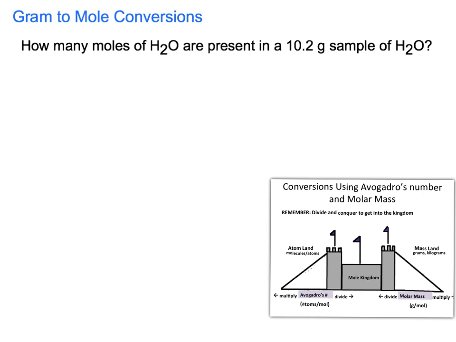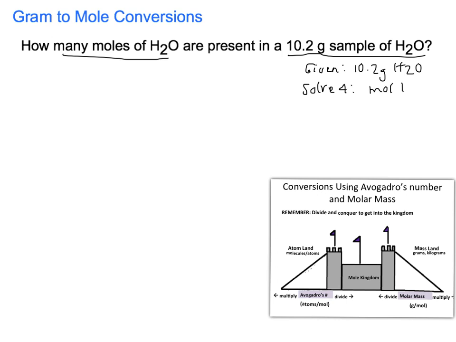So let's actually apply the flow chart here. Now, what we've been given here is a gram to mole conversion question. So what we've been told is that we have a 10.2 gram sample of H2O. Now, they want us to tell them how many moles of H2O we have. So what we would do is write our given as 10.2 grams of H2O. And the thing we're solving for will be moles of H2O.